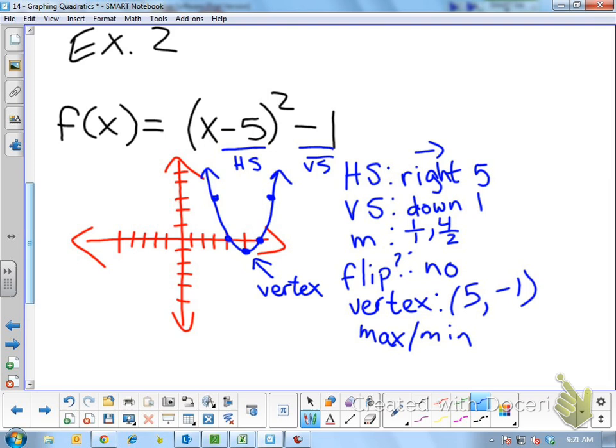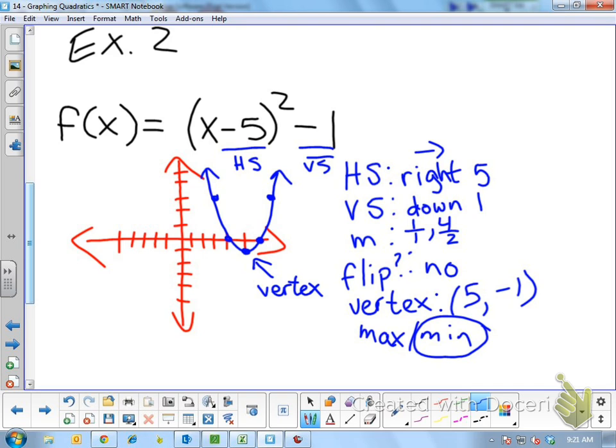Now, if that vertex is the bottom of the graph, it's a minimum. If the vertex is the top of the graph, it's a maximum. So which one do we have? Minimum. So now we are finished with this problem.